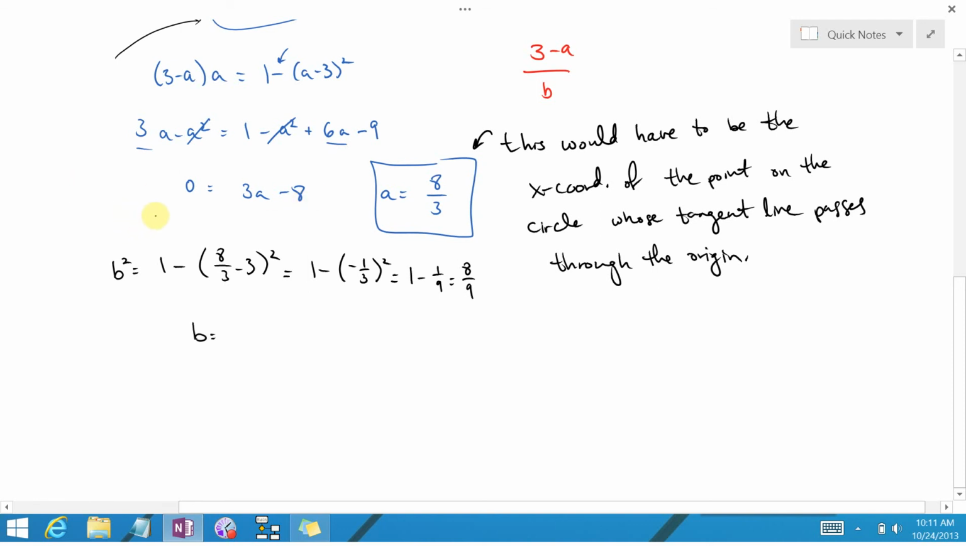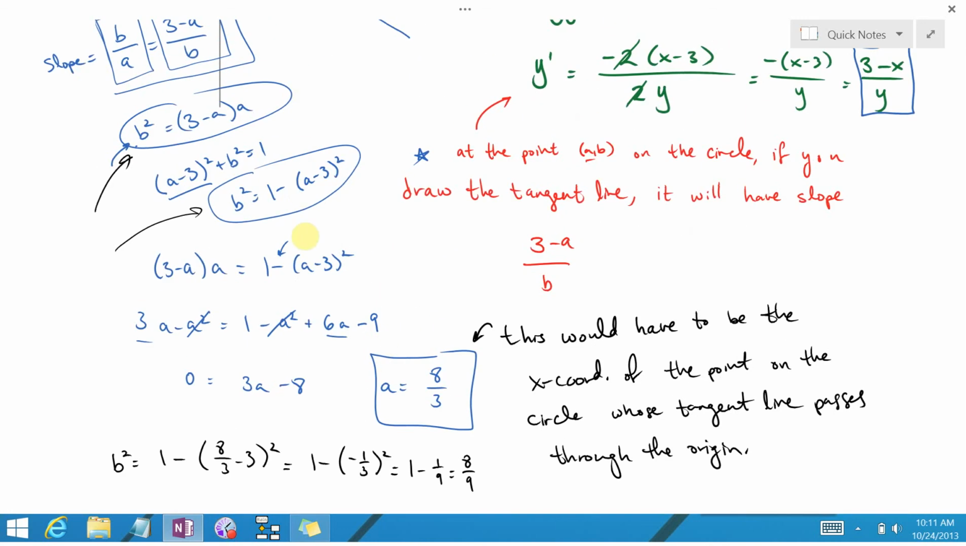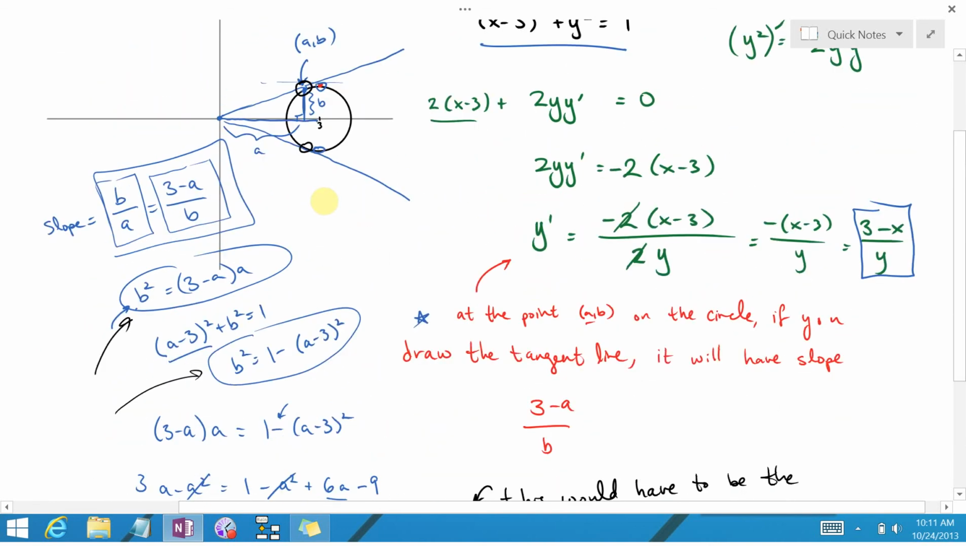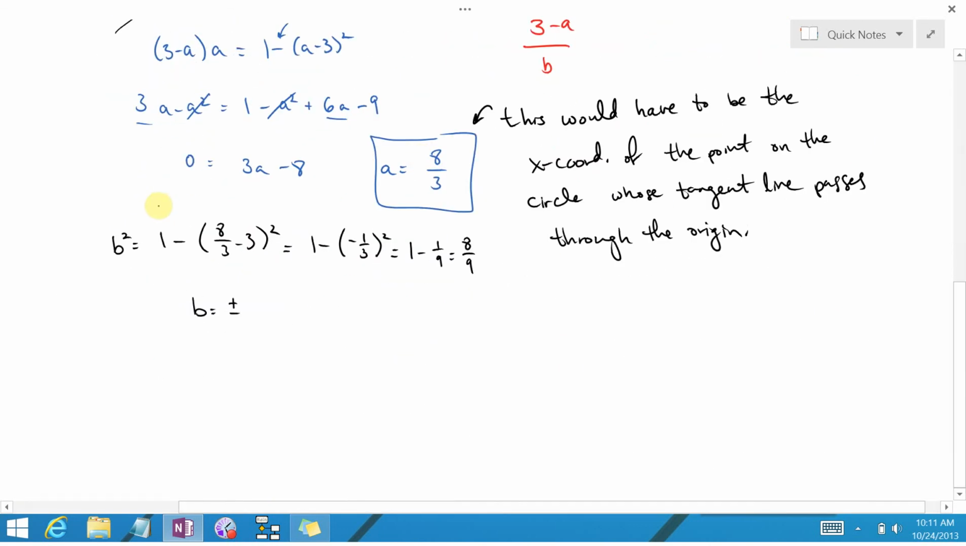So b would equal, and there's two b values, which we expected, right? Because there are 2 points on the circle that would have tangent lines that pass through the origin, right about there and there. The x coordinates are the same, 8/3. But the y coordinates should be negative of each other. So we get a plus or minus, and on top we have radical 8, and on the bottom we have radical 9. I'm just taking the square root of both sides of this equation. And radical 9 is just 3, right? So there you go, plus or minus radical 8/3 is your b coordinate. This is your x coordinate, these are your 2 potential y coordinates.